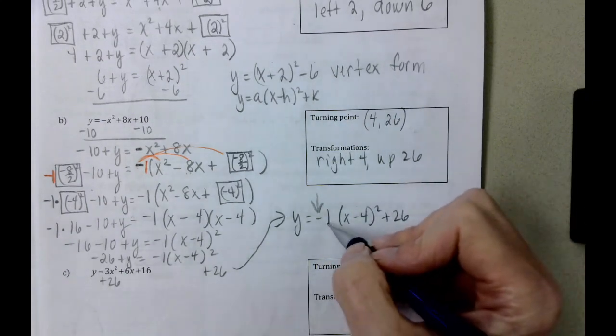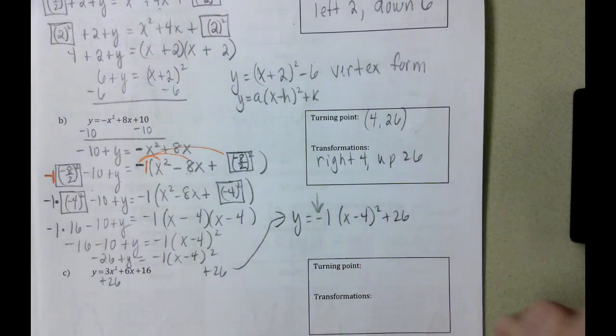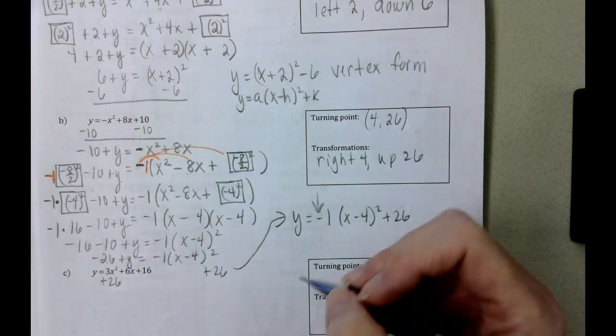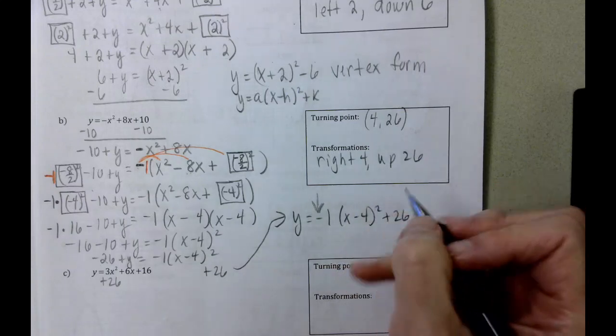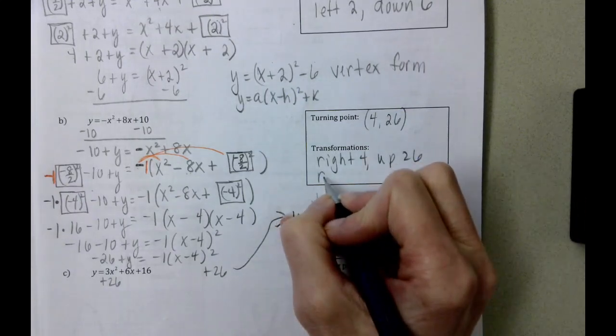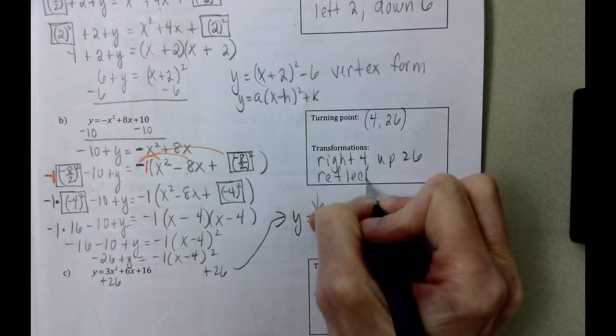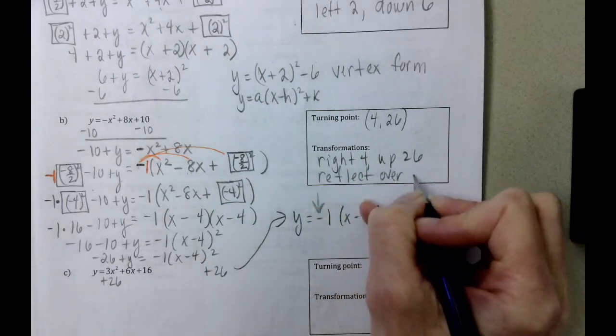I tend to like to list that one first because we read our equation from left to right, but the negative out in front of the parentheses means that we reflect over the x-axis.